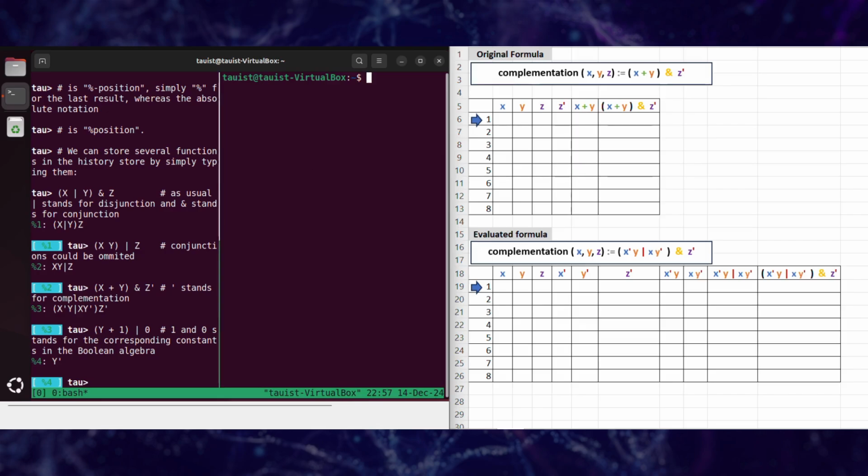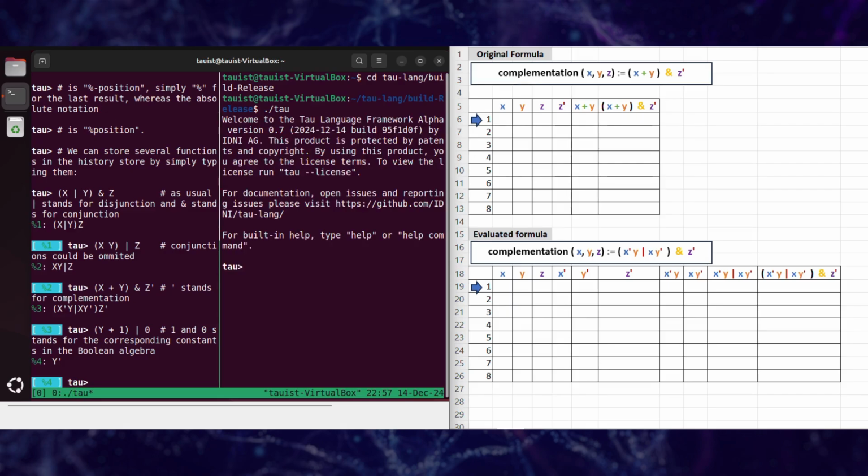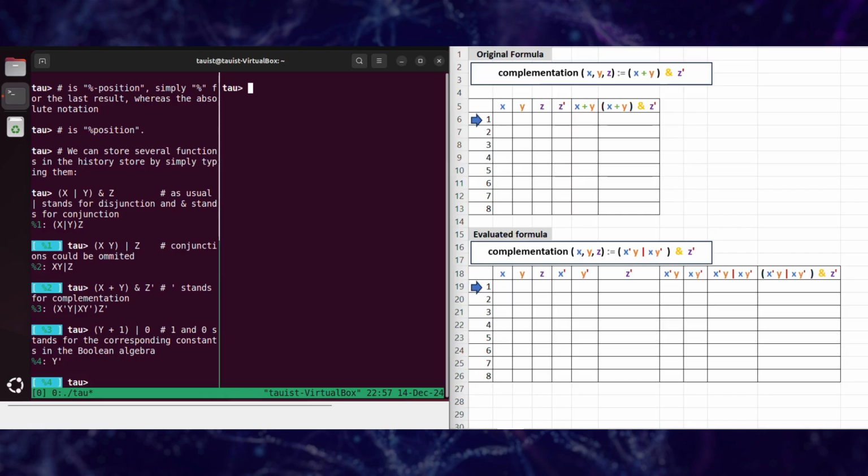Here let's type in, we will use the build release. So here is cd, then tau. Okay, so here let's run this one. So complementation, let's study complementation.